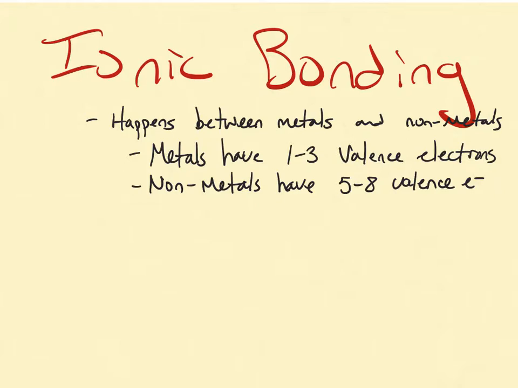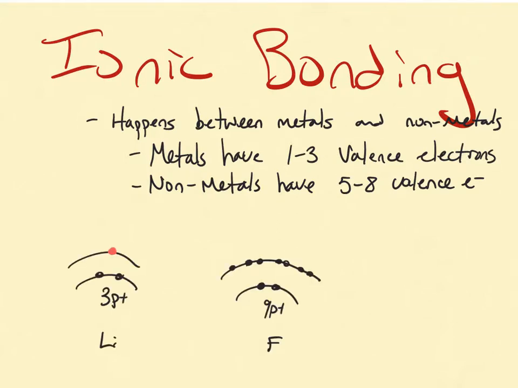So when these 2 different types of substances come in contact with one another, metals want to get rid of their electrons and nonmetals want to gain electrons. I'll illustrate with a couple of pictures here. If you look closely at lithium here, it's got 1 valence electron, or 1 electron in its highest energy level. I've labeled it in red.